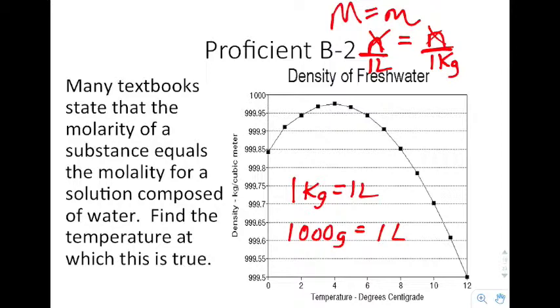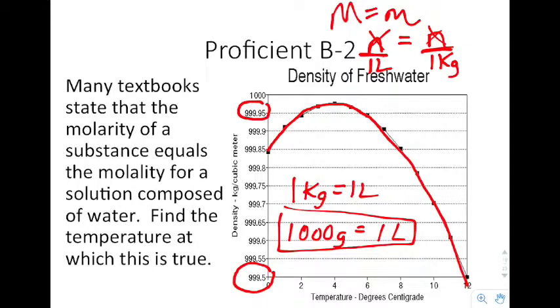But if you were to look at it on exact terms, the density of water actually varies with temperature. So if you were to look at it like this, you see a pretty dramatic drop off in the density. Now, when I say pretty dramatic drop off, it goes from 999.5 to 999.95. So it is a very, very small discrepancy, but it is there. So if we're looking for this, we need to use the graph to find where 1,000 grams equals 1 liter, and there is no point at which that is true. So if you were to look at it on exact terms, you would say that the molarity of a solution with water is never equal to the molality.